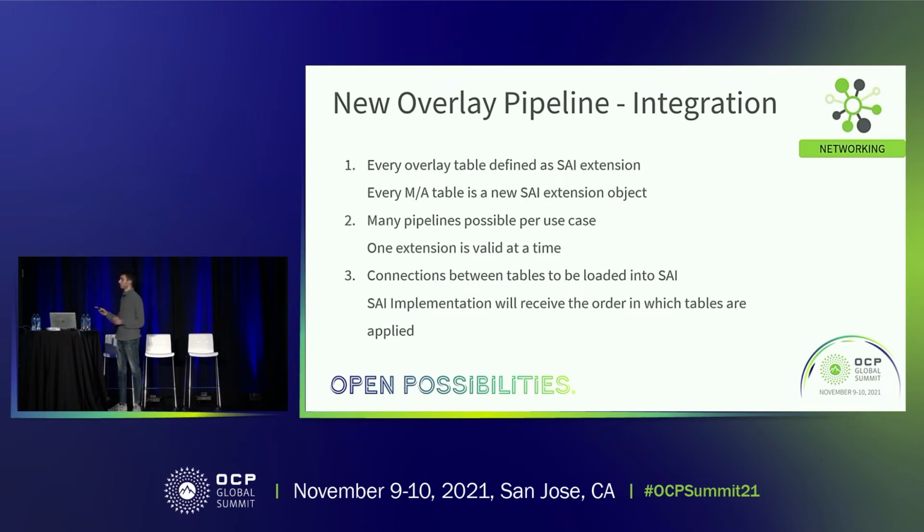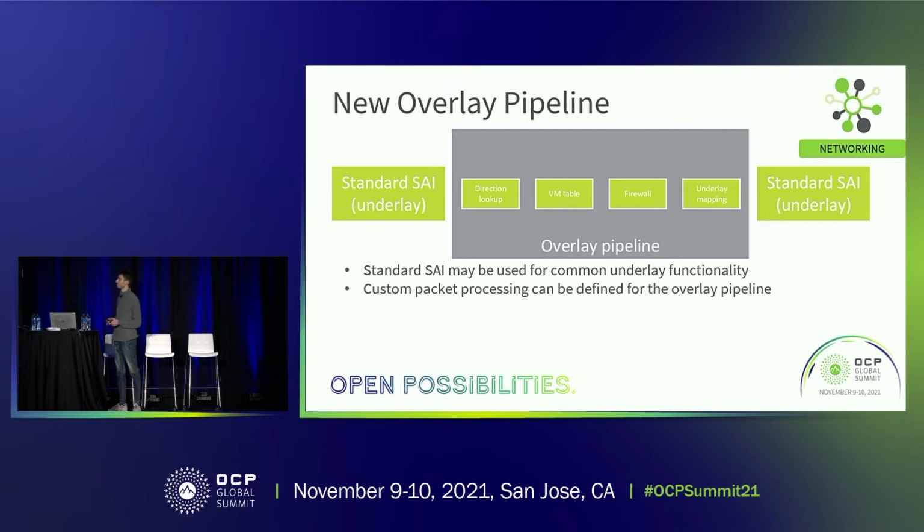And step number 3, this is something futuristic that we are looking into bringing into SAI someday, is how you actually define connections between those tables. Because if you look at this picture, what SAI allows you to actually define are APIs for each table. You cannot tell SAI how you actually order those tables. So SAI will not provide you with information which table comes after which table and what is the order of them being applied.